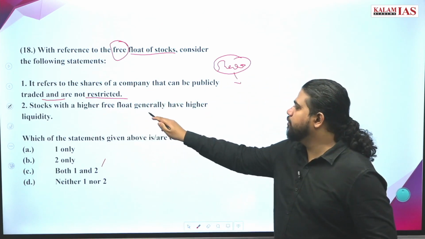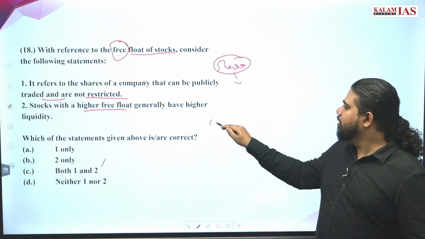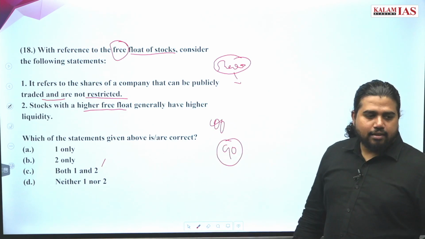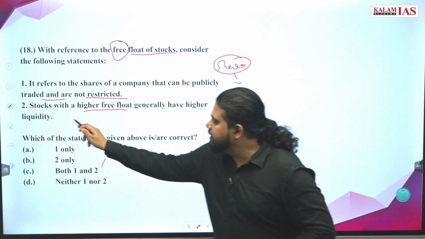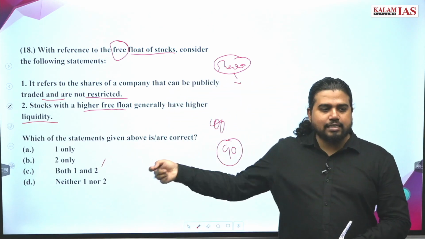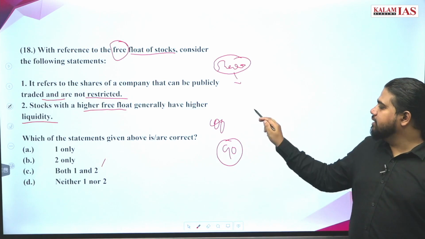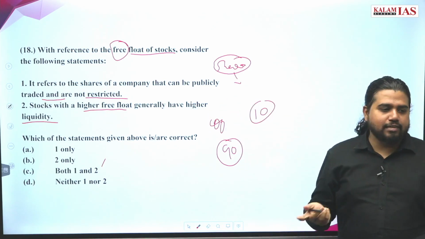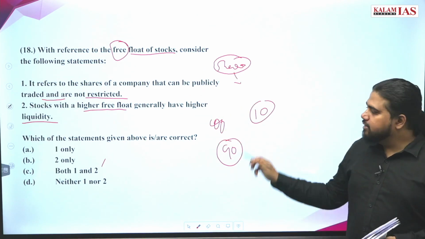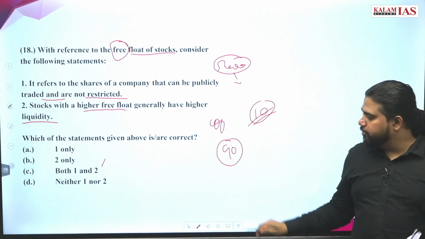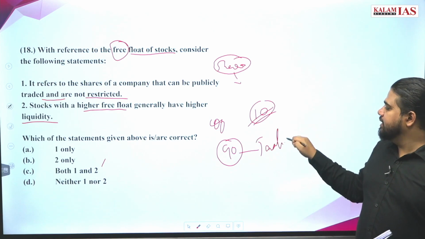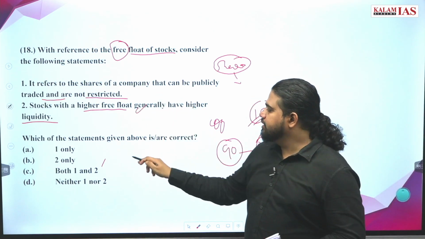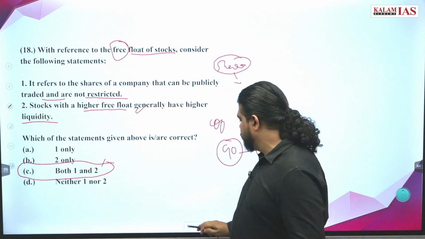Stocks with higher free float means if 100 stocks are being issued and 90 are free float shares, 90 are with the public, and there may be higher liquidity because that is where the trade happens. The other 10 stocks which are not free, if they are with the employees, they will not sell them for a longer period of time. These shares are mostly held for a longer period. Here the trade and all the daily dynamics happen. So the second statement is also correct. Answer is C, both 1 and 2.